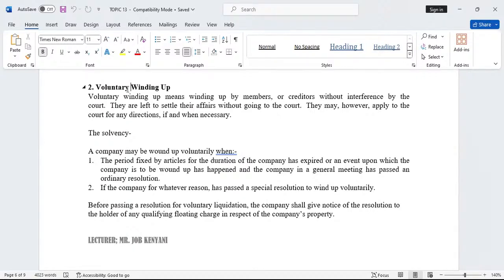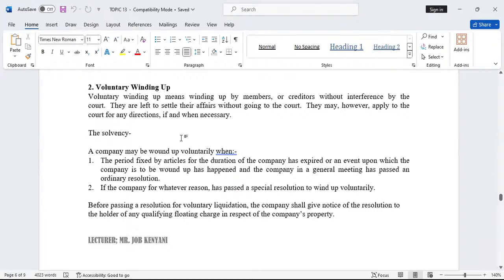So if the objective was already met, or maybe the company was formed for a particular period of time and the period has elapsed, it can be voluntarily liquidated. In this case, it is what we call reconstruction, where you move the operations to another company, so it can be voluntarily liquidated.